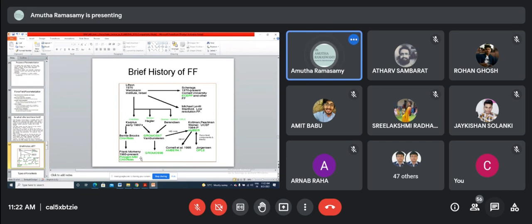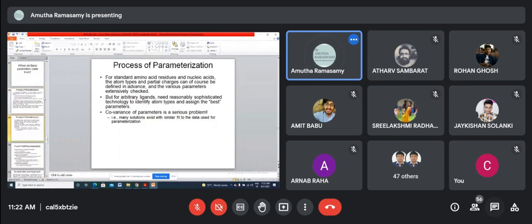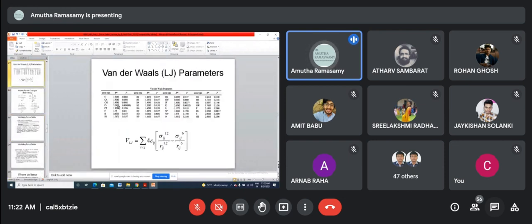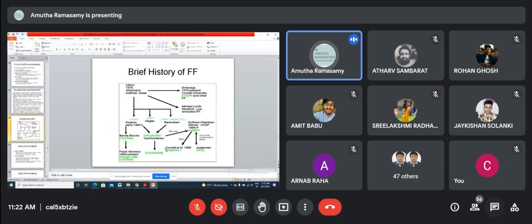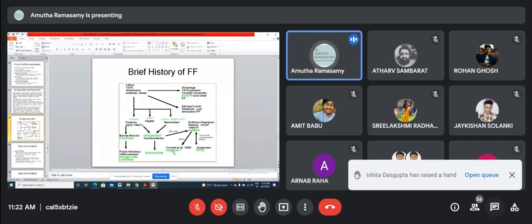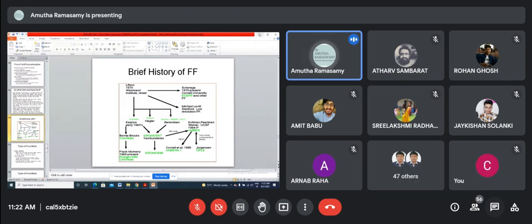Later GROMOS 96 came, because they are updating year by year. You may ask why there are different versions of the same force field. Every time they incorporate a new parameter, they put out a new version, like how we see Windows and everything: every upgradation, they put a version each year. So AMBER now, I think, is more than 4, maybe 9 or something.